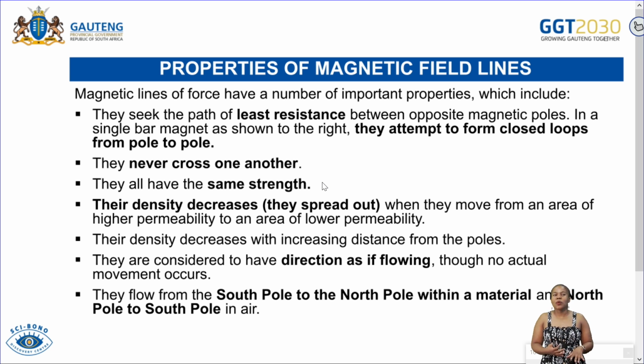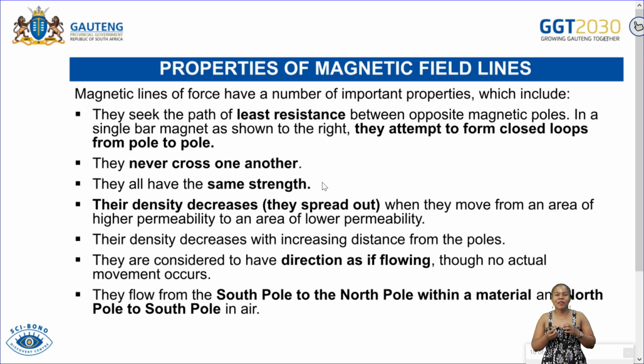The second one, they never cross one another. They should never cross one another. They all have the same strength. Their density decreases as they spread out. So you'll find that they will be more concentrated at the poles, but as they spread out in the middle of the magnet, they start being less and less and less.